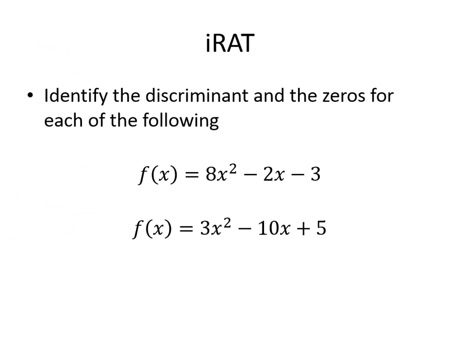So for your IRAT, you're going to identify the discriminant for each of these, and then you're also going to find the zeros for it. So you're going to use the quadratic formula, plug in those numbers, simplify it down, and see what you get. If you get a negative in the radical, use an imaginary number, use a complex number. And then also be sure you identify what the discriminant is for each of these.